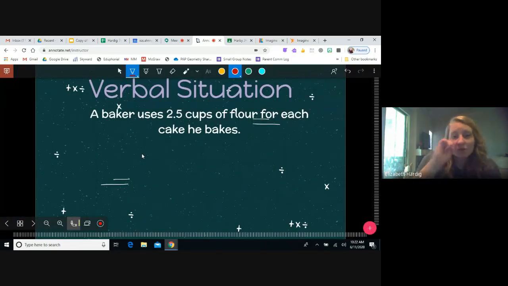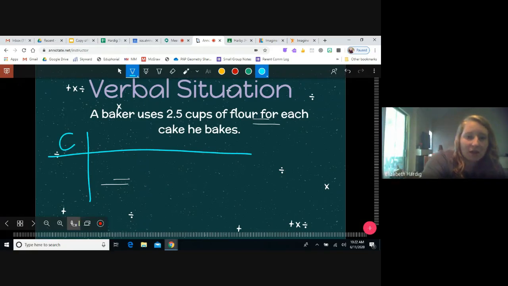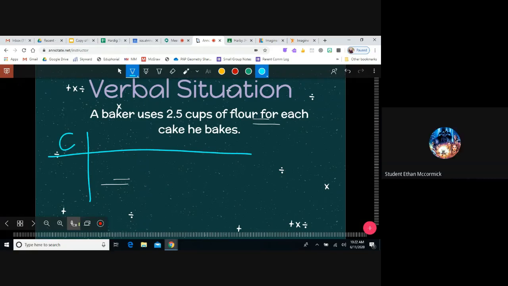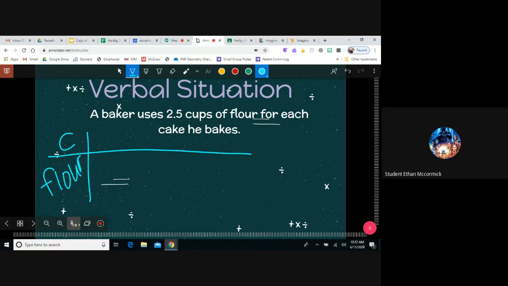Right now we have a verbal situation. So a baker can use 2.5 cups of flour for each cake he bakes. So if I want to make a table, I have cake and then flour. What do I know about the cakes and the flour? It uses 2.5 cups of flour for each cake.